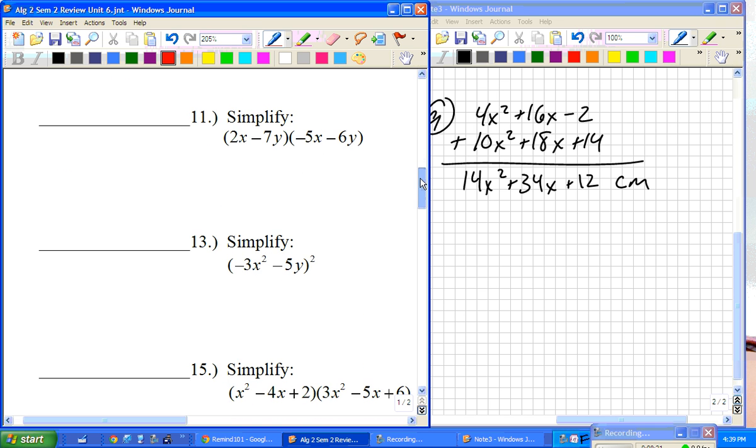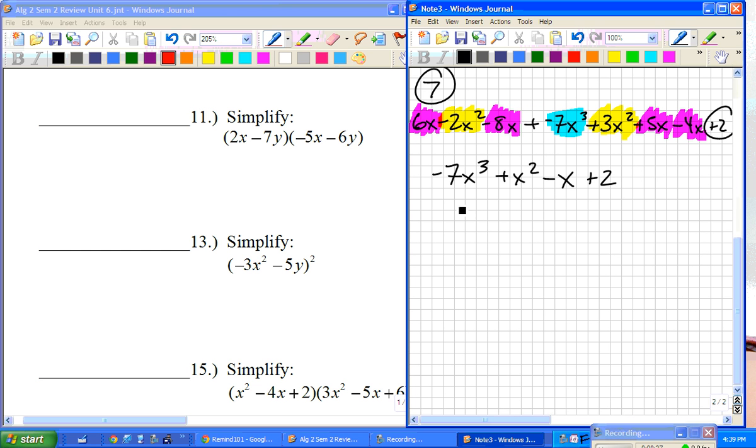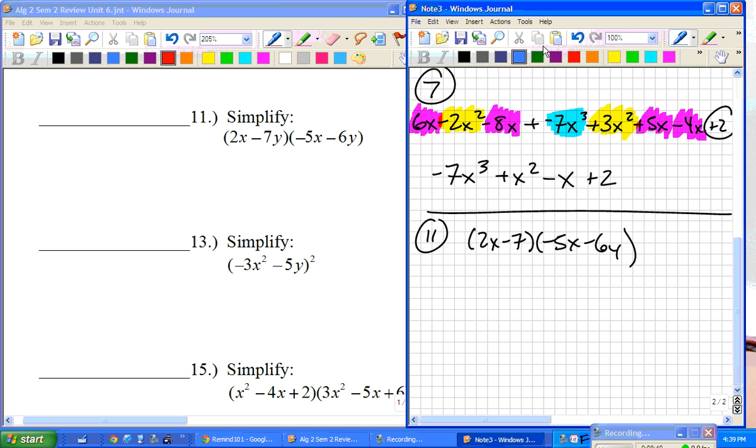Alright, let's move on to 11. Now we talked about 2 different methods, either FOIL or box. This first one we're going to do FOIL. Okay, when you multiply, we get negative 10x squared. 2x times negative 6 is negative 12xy. Multiply the insides. Oh, there's supposed to be a y right there.